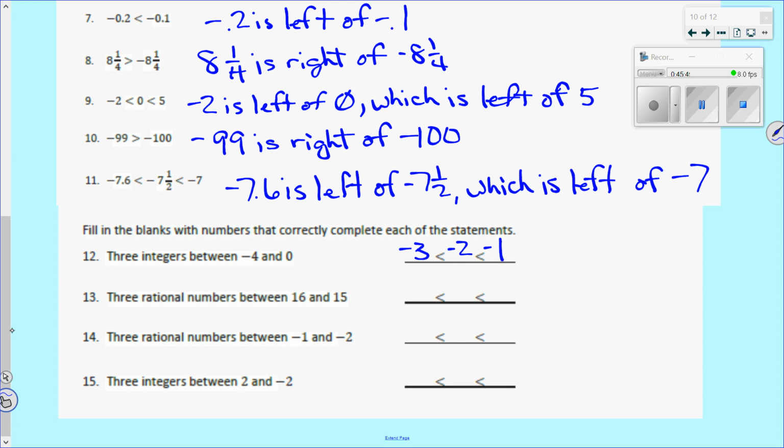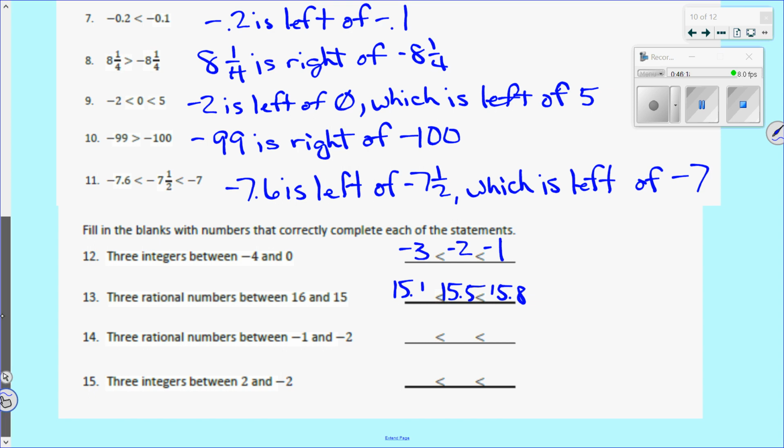3 rational numbers between 16 and 15. Rational means I'm going to be making decimals or mixed numbers. Again, pay attention to your sign. I've got less than, so I'm going to start at the 15 side. So we'll go with, for example, 15 and 1/10, 15 and 5/10, and 15 and 8/10.